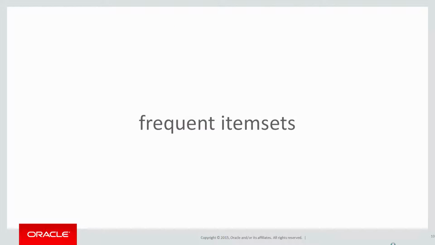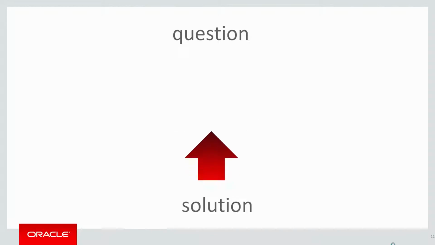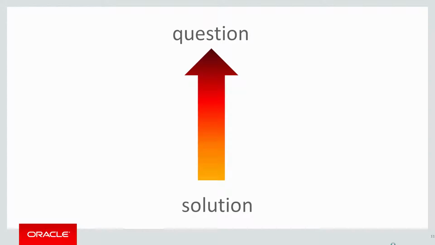Frequent item sets is an example of one of the beauties of analytics. One of my favorite things about analytics is the fact that the answer often leads to something which is simpler to the question. We don't have to write massive amounts of SQL to come up with an answer to a simple question. The answer often reflects the question.